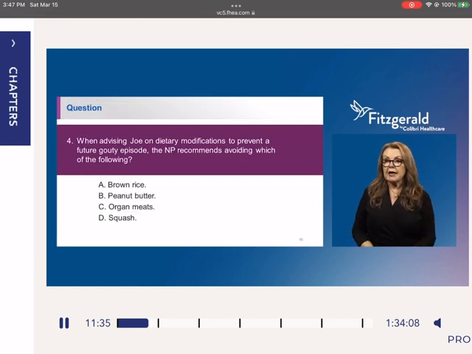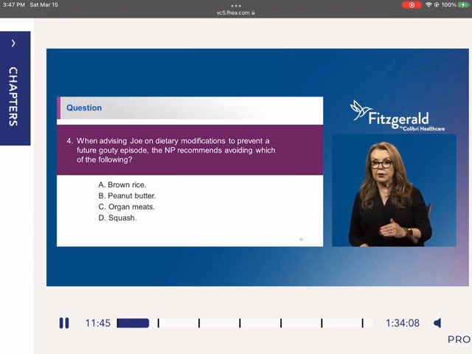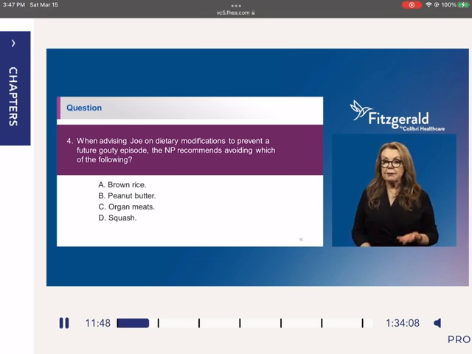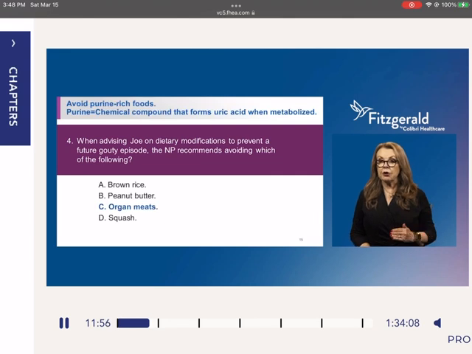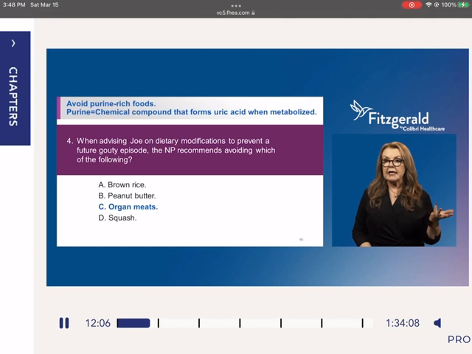Question 4. When advising Joe on dietary modifications to prevent a future gouty episode, the NP recommends avoiding which of the following? Would it be A, brown rice, B, peanut butter, C, organ meats, D, squash? The correct answer here will be C, organ meats, because organ meats are an example of purine-rich foods. And what's purine? It is a chemical compound that forms uric acid when metabolized.